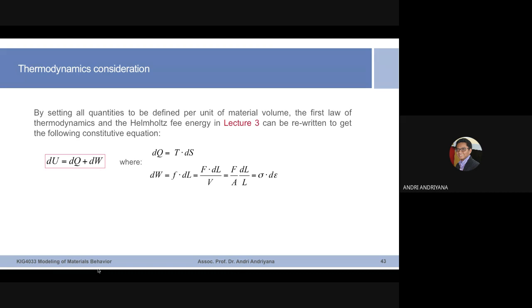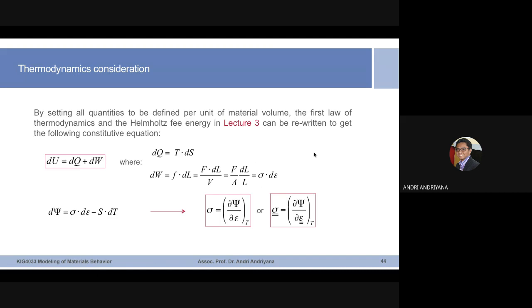And dW means that it is force per unit of volume times dL, which I can then write as F (newton) over volume, dL. Because volume is the cross-section times L, F over A is stress, sigma. dL over L is d epsilon, which is the strain. So small f dL is also equivalent to writing sigma d epsilon. Sigma is stress, d epsilon is strain.